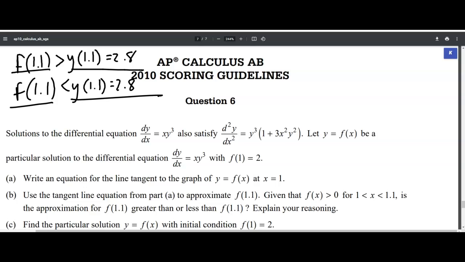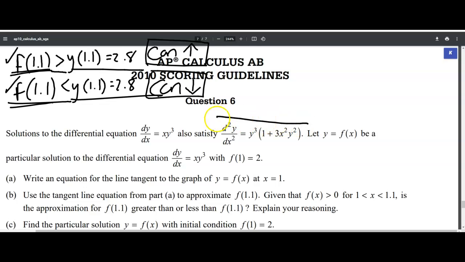Now, for the top case, if the actual function is greater than the estimated value, that means we're dealing with concave up. If the actual value is less than the estimated value, that means we're dealing with concave down. And so if I want to know which of these it is, I need to know whether my graph is concave up or whether it's concave down. Now, how can we tell what the concavity of a graph is? Well, one way you could do that is by looking at the second derivative, which they just so happen to give us here.